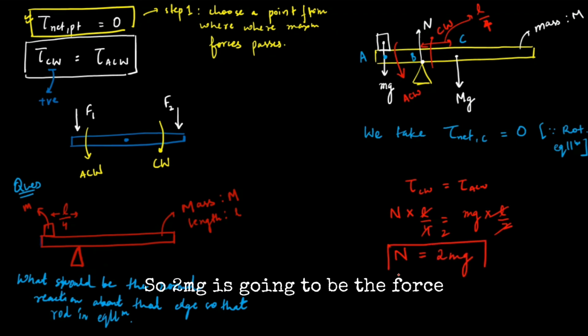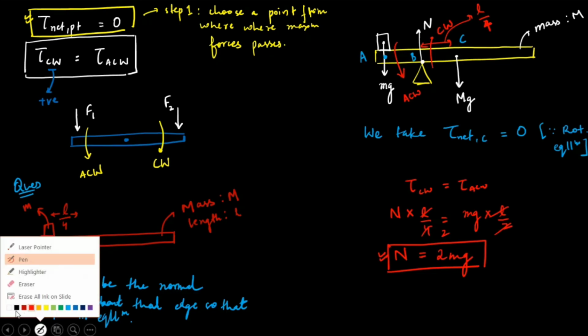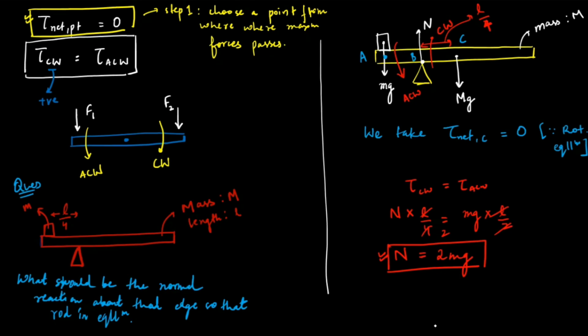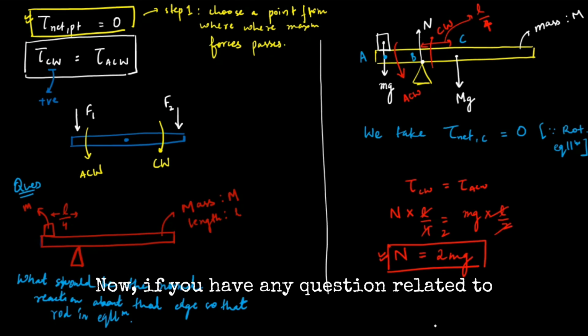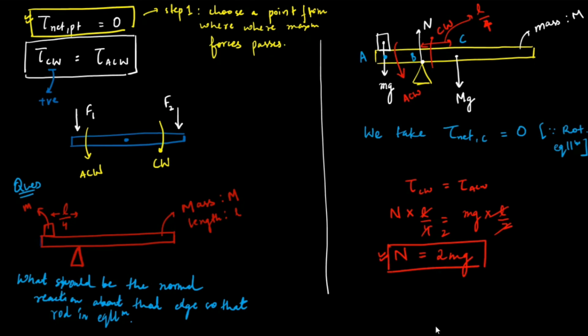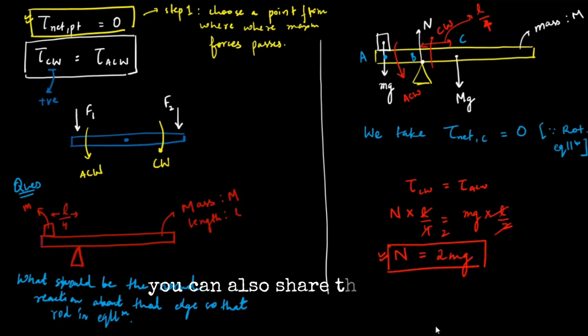So 2 mg is going to be the force that is required to bring that rod in equilibrium. This is how you're supposed to apply rotational equilibrium. Now, if you have any question related to this particular concept that you are facing difficulty in while solving, share that question. Let's discuss that. Or whatever questions you have faced difficulty in today's test, you can also share those MCQs.